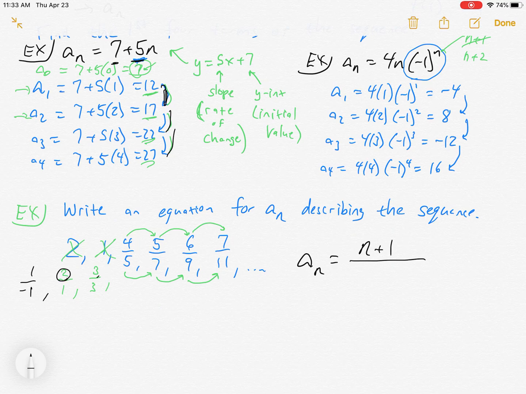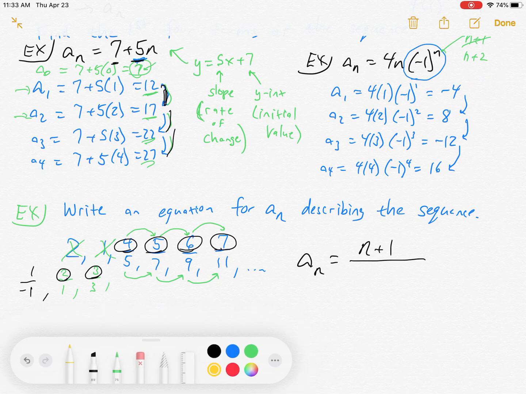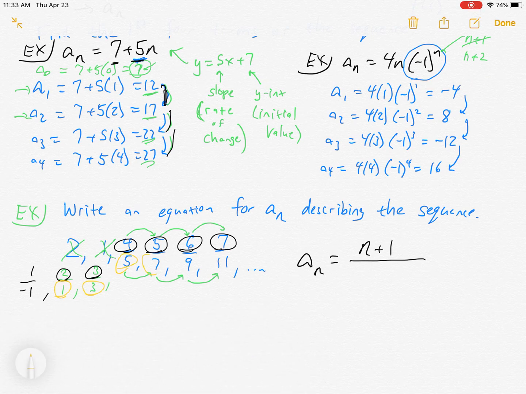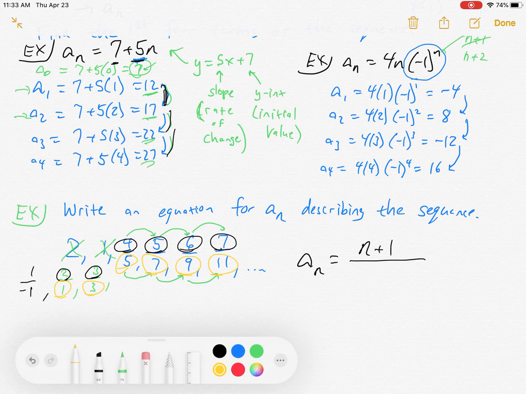So this needs to be n plus 1. Do you see how when you plug in 1 for n, you get this one. When you plug in 2 for n, you get this one. When you plug in 3 for n, you get this one. When you plug in 4, you get that. 5, you get that. So n plus 1 kind of jump starts it, saying don't start at 1, start at 2, but then go up by 1.